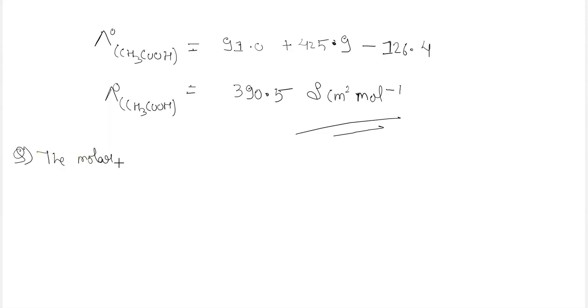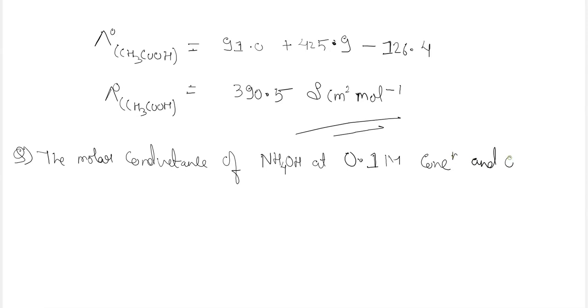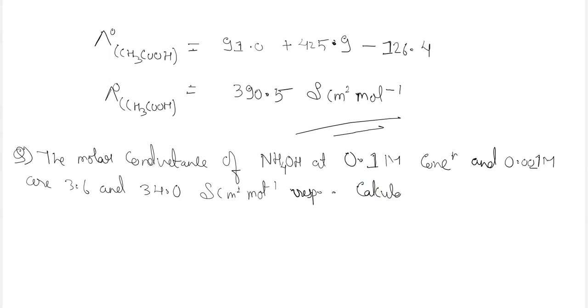The molar conductance of ammonium hydroxide at concentrations of 0.1 molar and 0.001 molar are 3.6 and 34.0 Siemens centimeter square per mole respectively. Calculate the degree of dissociation.